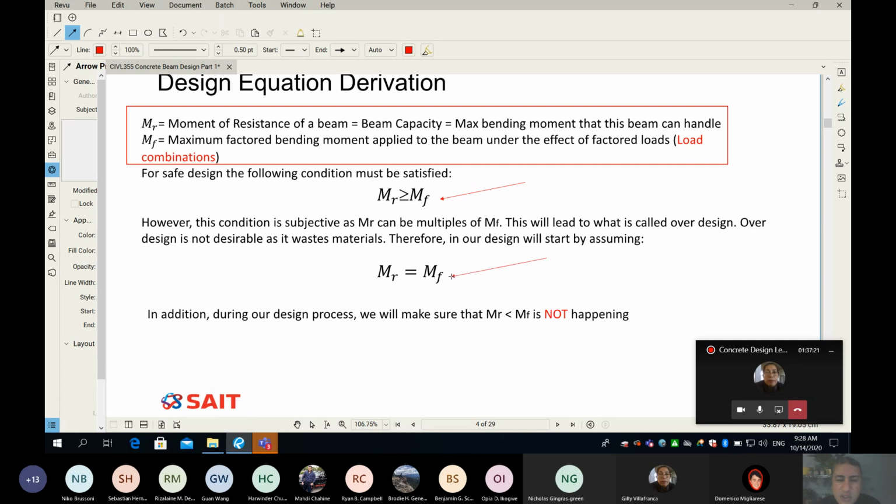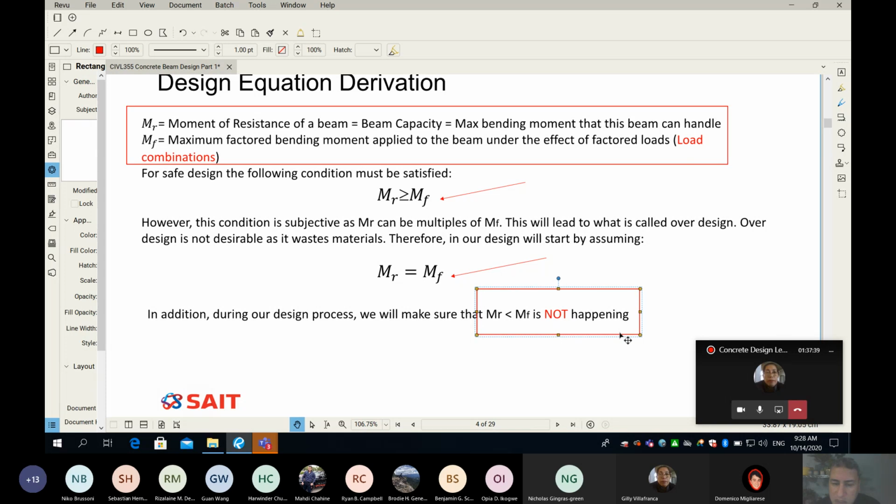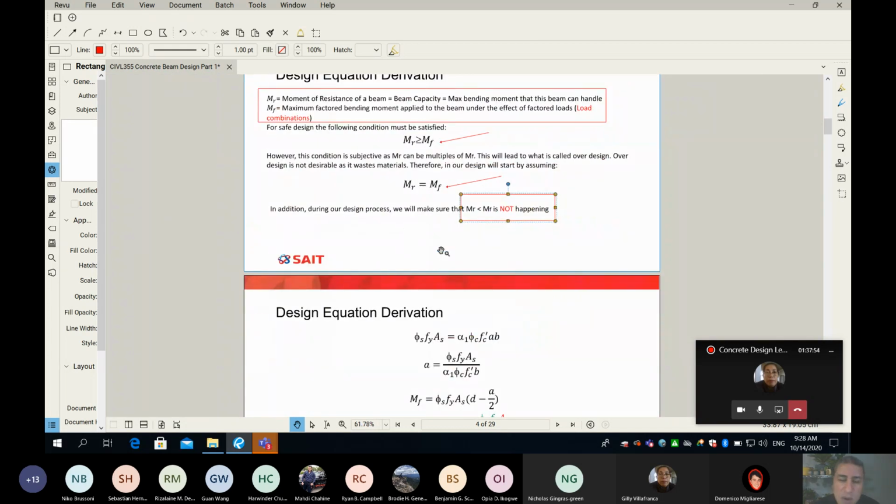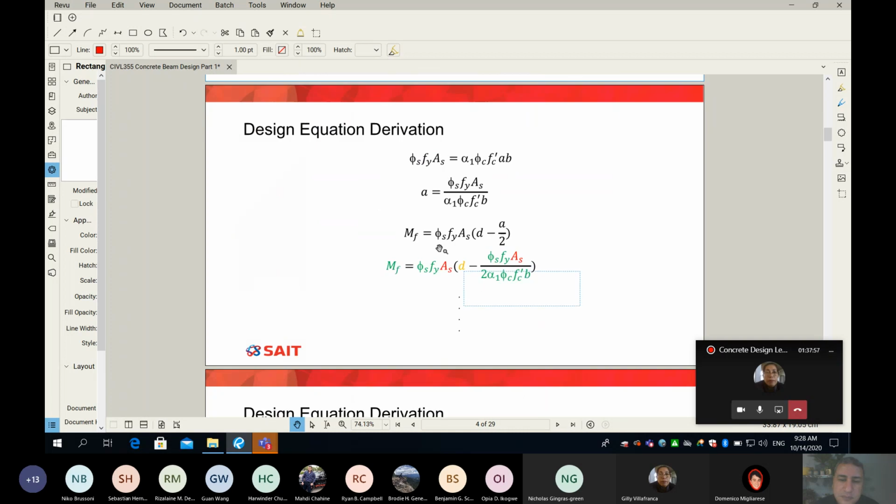Okay. Now, what happens in my design? I'm always going to start from this assumption that my beam capacity should equal my MF. And you'll see along the way, from this assumption until I finish my design, I will make sure that this will never happen. See this assessment? I'm going to make sure along the way that my moment of resistance, or the capacity, will never fall below my MF. So you can see in red, this is not happening, and I will emphasize that in my design.